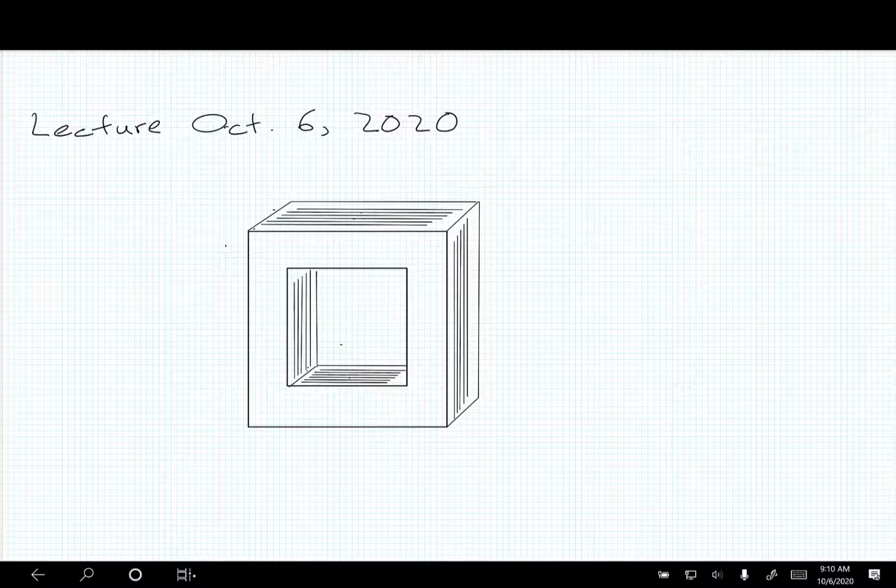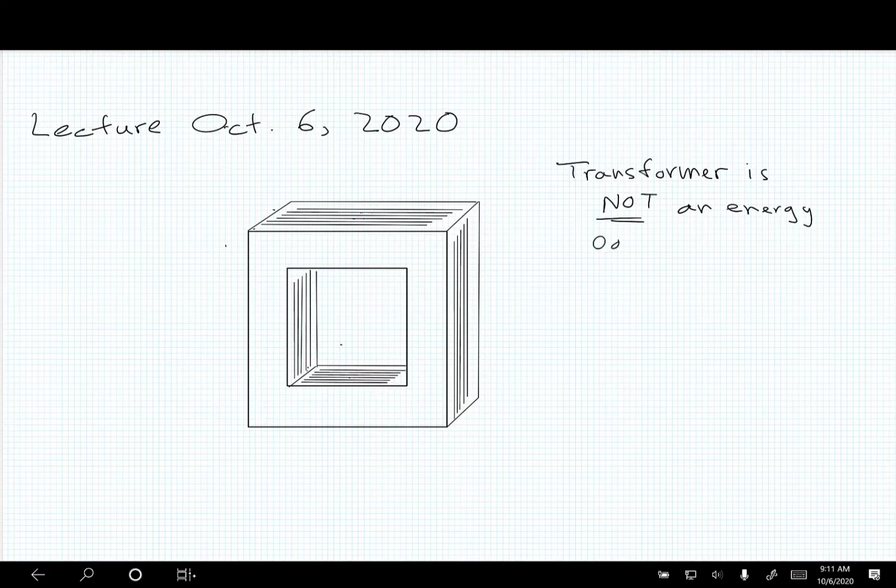We are going to talk about transformers here. Now I want to make sure of one thing first. A transformer is not an energy conversion device. So this class is called electromechanical energy conversion.